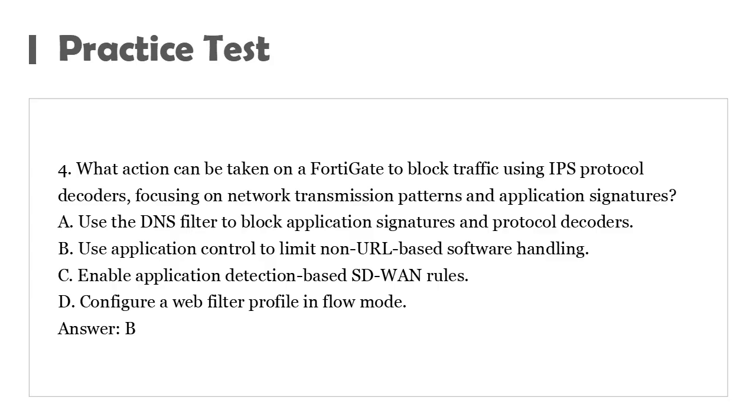4. What action can be taken on a FortiGate to block traffic using IPS protocol decoders, focusing on network transmission patterns and application signatures? A. Use the DNS filter to block application signatures and protocol decoders. B. Use application control to limit non-URL-based software handling. C. Enable application detection-based SD-WAN rules. D. Configure a web filter profile in flow mode. Answer: B.